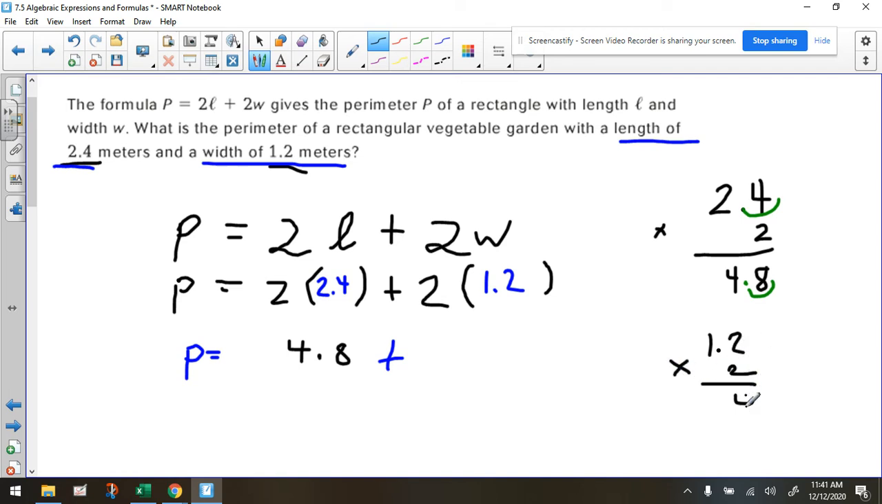Here we get the 4. Here we get the 2. 2 times 1 is 2. And again, we have to go over 1 place value, go 1 to the left. So that becomes 2 4/10.